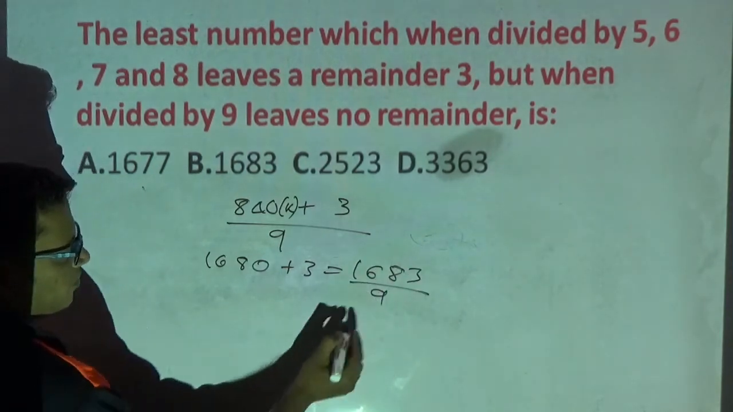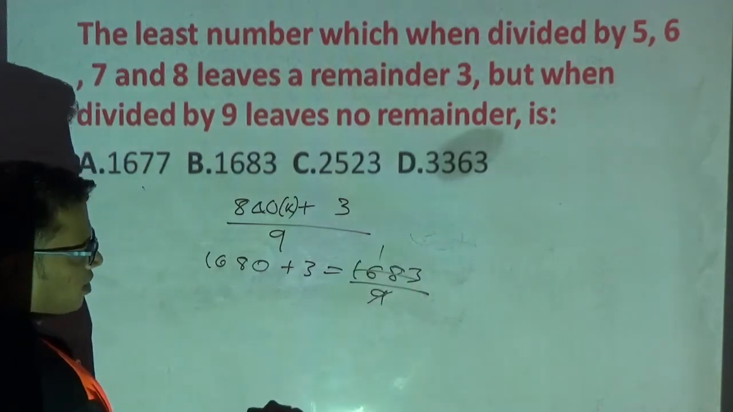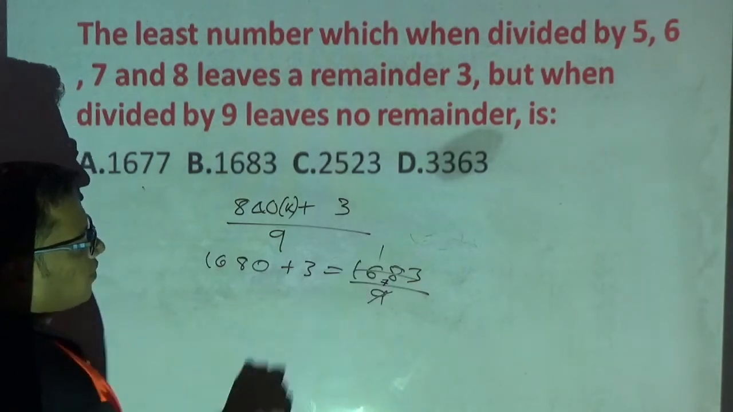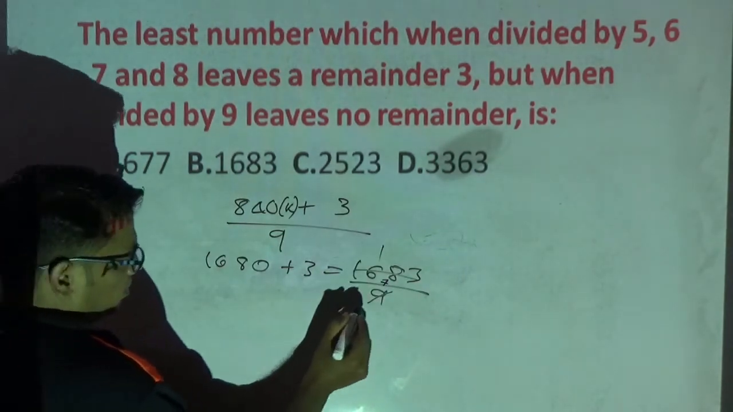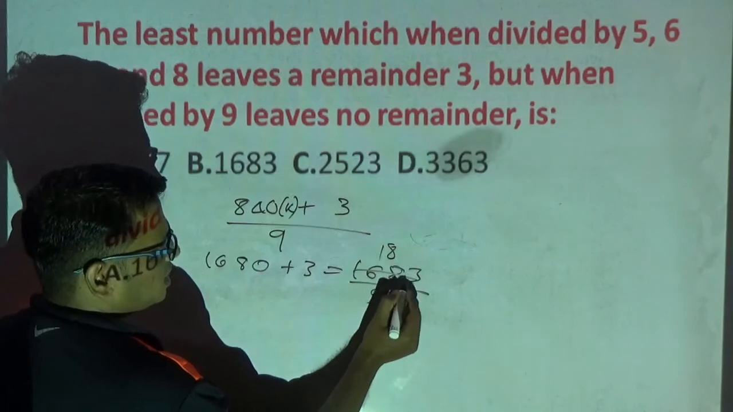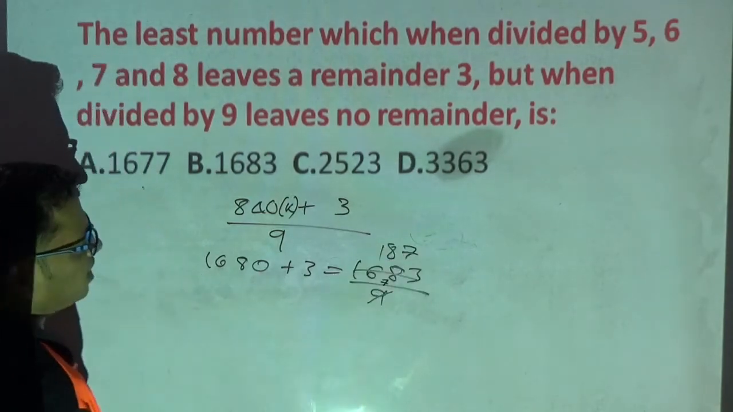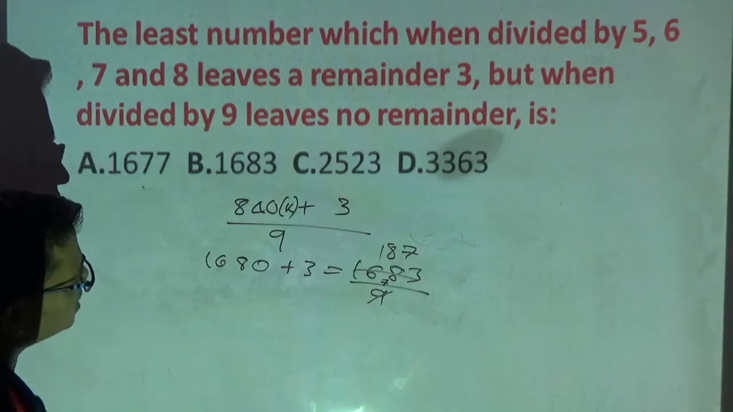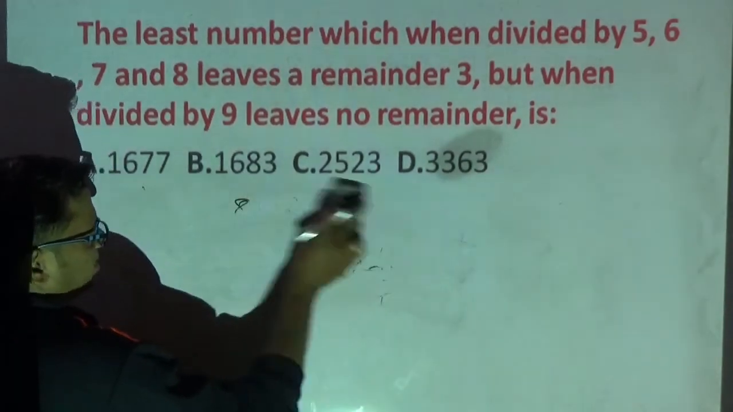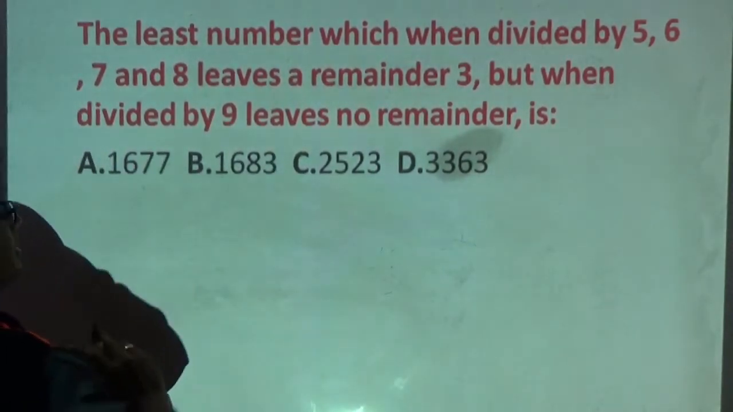Check whether you can divide. 9 ones is 9. Okay, that leaves 7. Then 8 nines are 72, 6 left out. 9 sevens are 63. So I can divide, right? So what should be your answer? 1683. Option B, 1683.